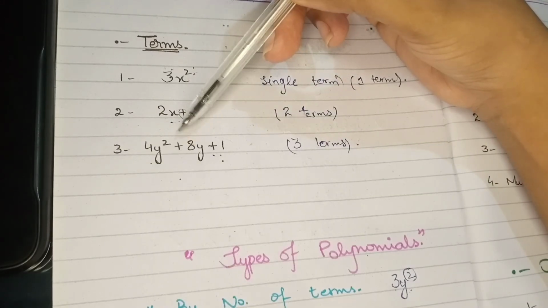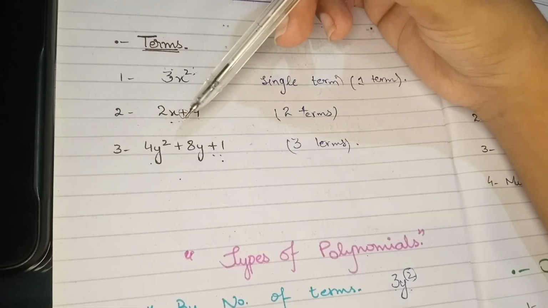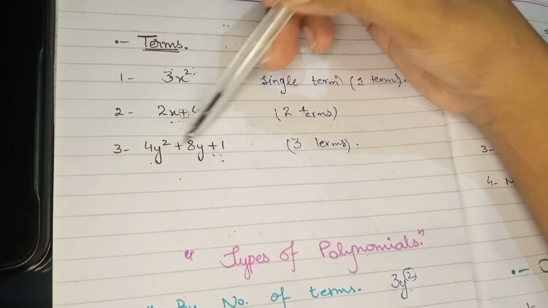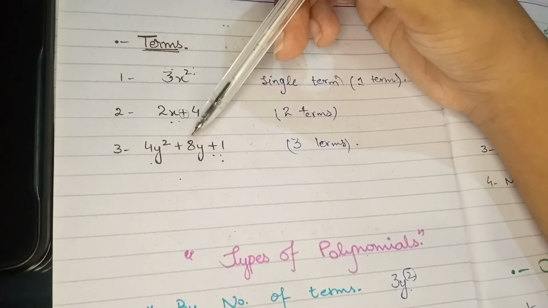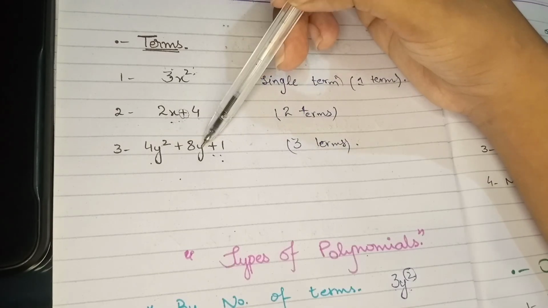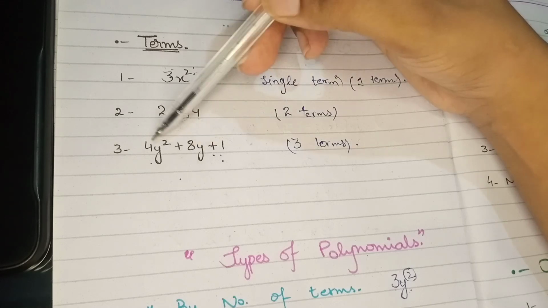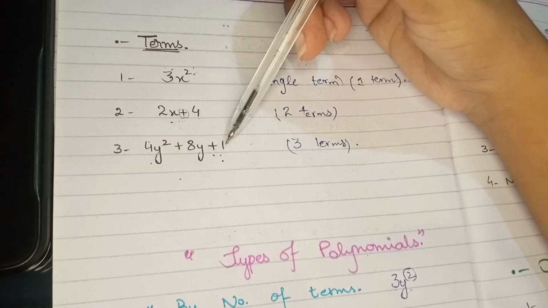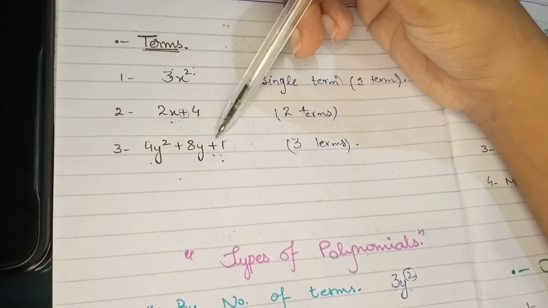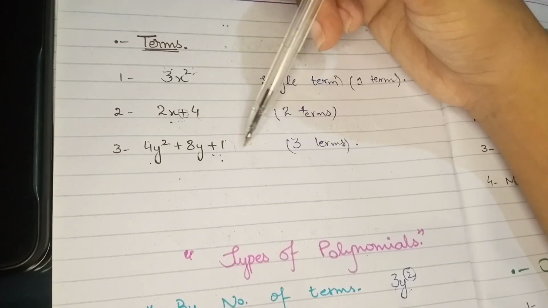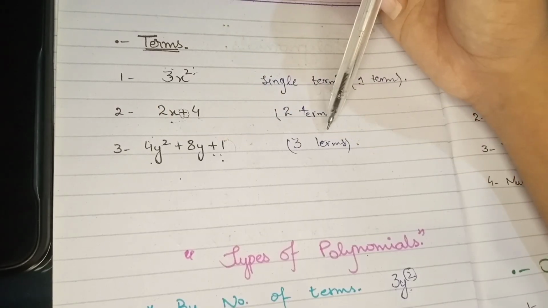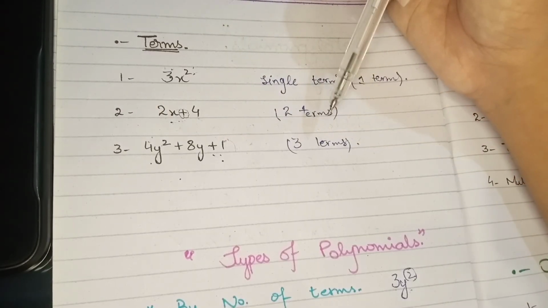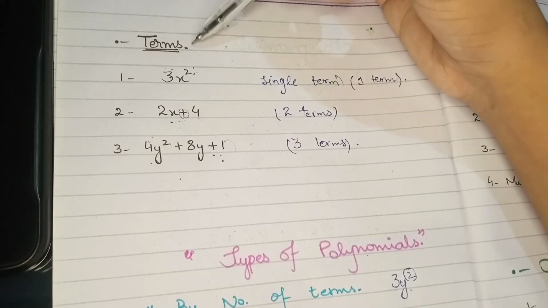In the third one, 4y squared plus 8y plus 1, the letters like y and x are the variables as they are placeholders for numbers. So here y square and y are the variables, 4 and 8 are the coefficients and 1 is standing alone as a constant, and they are separated by positive signs. So there are three terms: 1, 2, and 3. This is how we can identify the polynomials on the basis of their terms.